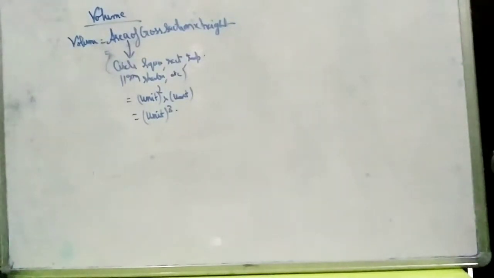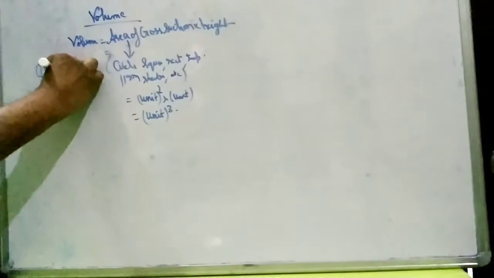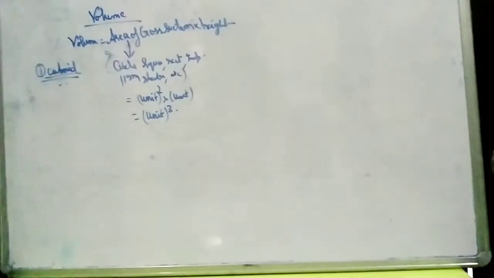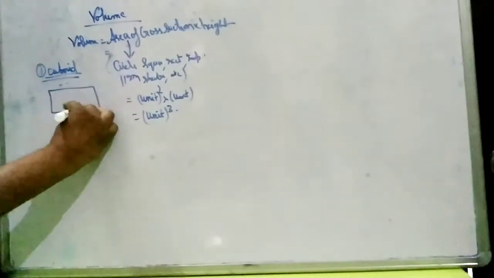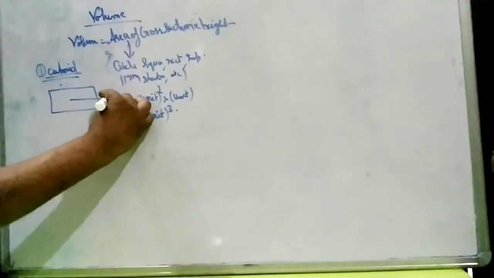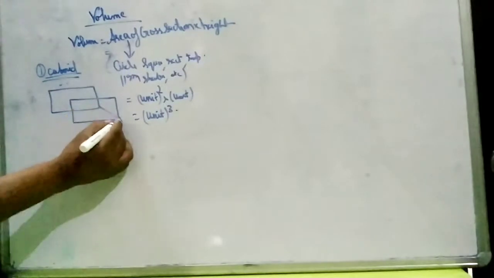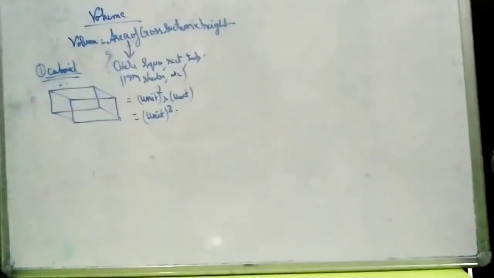There are a few figures in which we have to calculate the volume. For example, cuboid is the first. Cuboid is a rectangular box having length, breadth and height. This figure is a cuboid.